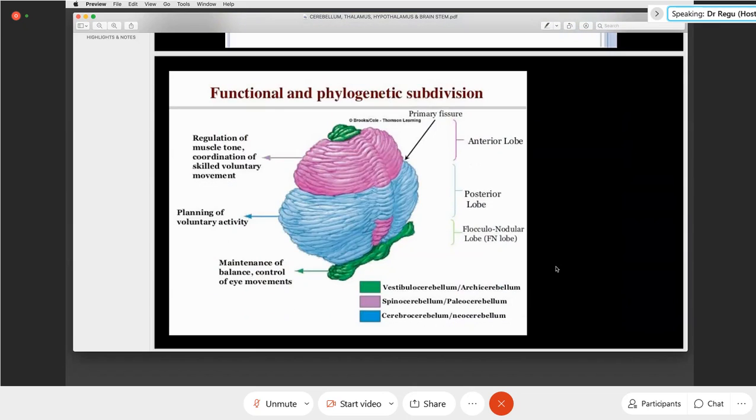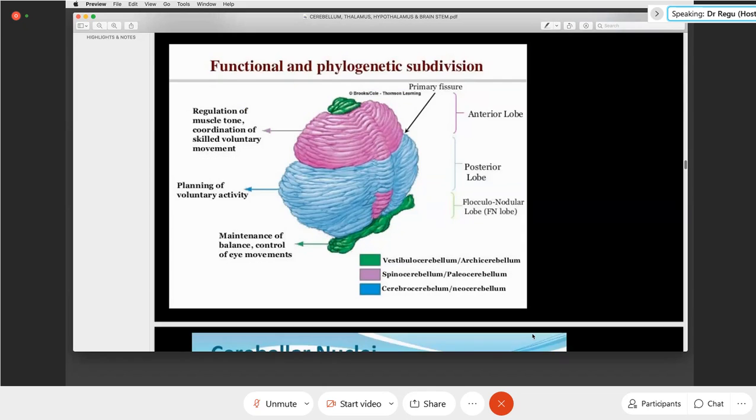Okay, this is just a diagrammatic representation of what I just explained to you. The flocculonodular lobe and part of the lingula will form the vestibulocerebellum. Predominantly, the anterior lobe is the spinocerebellum, involved in the regulation of muscle tone, coordination, and skilled movement, and planning of voluntary activity comes from the cerebrocerebellum. All right.